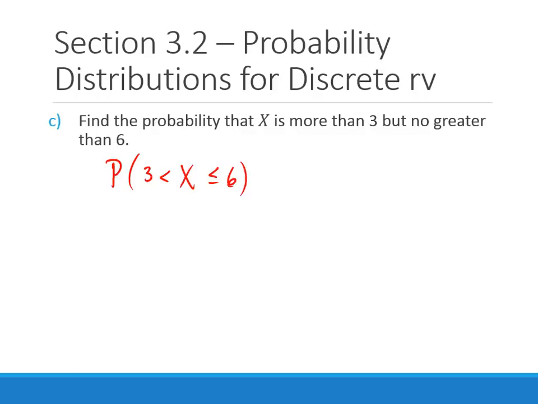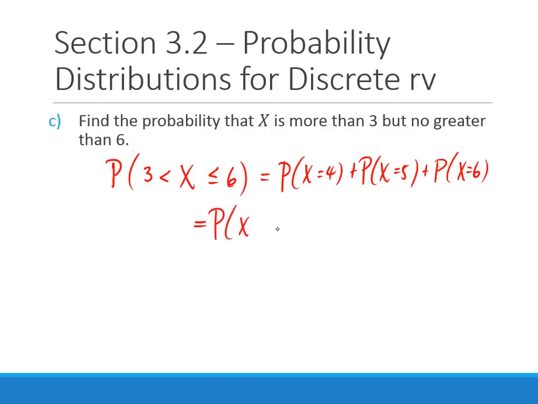So there's a number of ways you could do this. Of course, we know this is equal to the probability that x equals 4 plus the probability that x equals 5, plus the probability that x equals 6. So that's one way of doing it, and you could calculate that out that way. Or we could also write this down as the probability that x is less than or equal to 6 and subtract off the probability that x is less than or equal to 3.